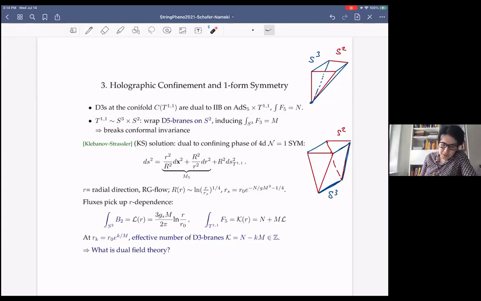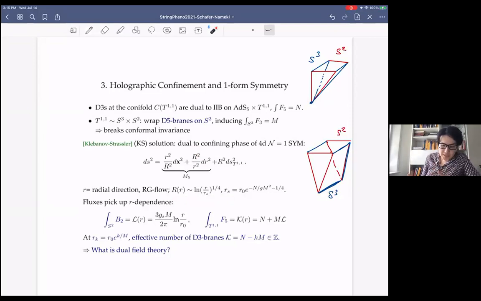So very roughly speaking, the solution is now not dual to AdS, but it's dual to some M5, which is just R4 plus the radial direction. And then there's the T11, and that's sort of the solution in the UV. And then it gets slightly modified and extended to the IR. R is the radial coordinate, and we should think of this as really the RG direction for the system. And this function R is written out here.